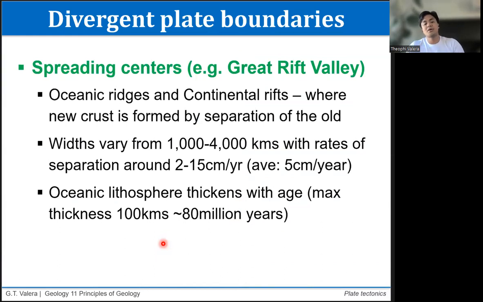The divergent plate boundaries are characterized by spreading centers. These spreading centers may be formed in continental areas or continental crusts. We call that continental rifts. Or pwede rin siyang mag-progress further into new oceanic ridges. In both areas, these are areas where new oceanic crust is formed by separation of the old. The width of such spreading centers ranges from 1,000 to 4,000 kilometers. And take note the rate of separation, 2 to 15 centimeters per year, with an average of 5 centimeters per year.